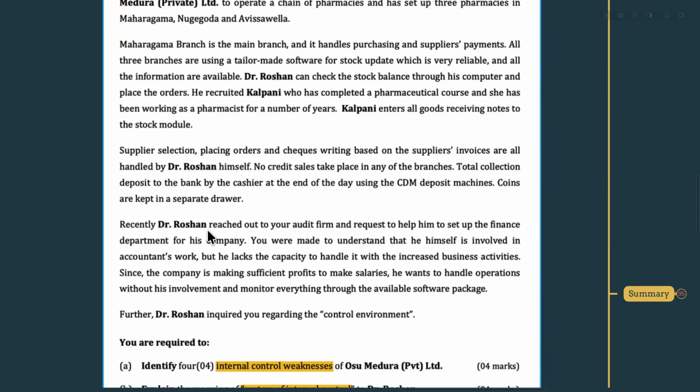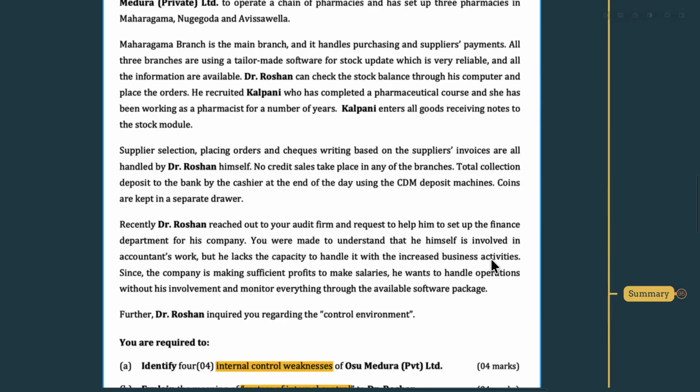And recently, Dr. Roshan reached out to your audit firm and requested help to set up the finance department for his company. You were made to understand that he himself is involved in the accountant's work. Again, he is doing the accounting work as well as placing orders and writing the checks for the invoices. So there's no segregation of duties again. But he lacks the capacity to handle it with the increased business activities.